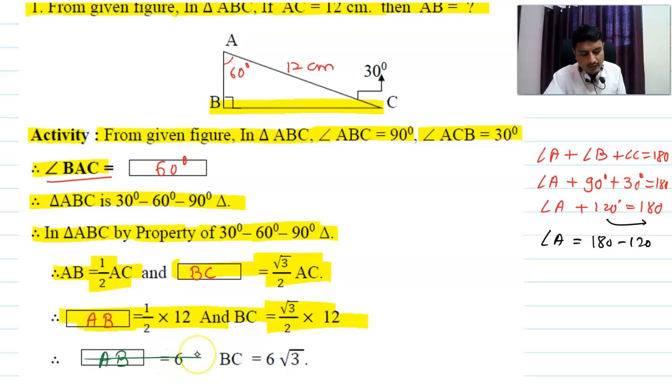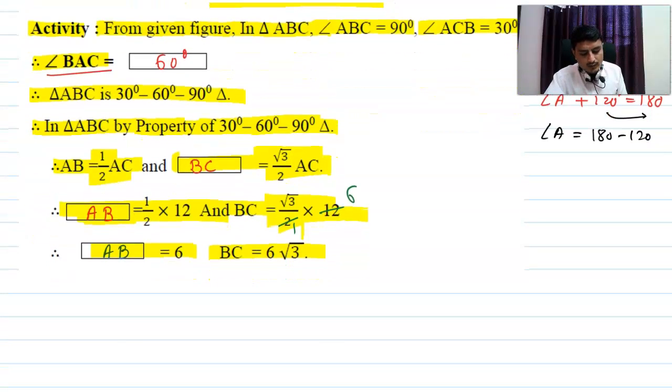Look at the next one. Value of BC: 2 ones are 2 and 2 sixes are 12. Root 3 into 6, we are getting 6 times root 3. Look at the next one.